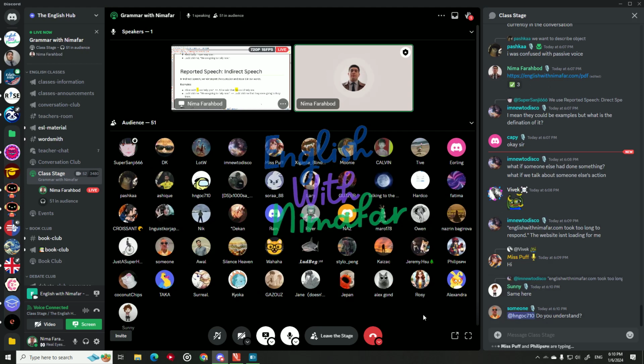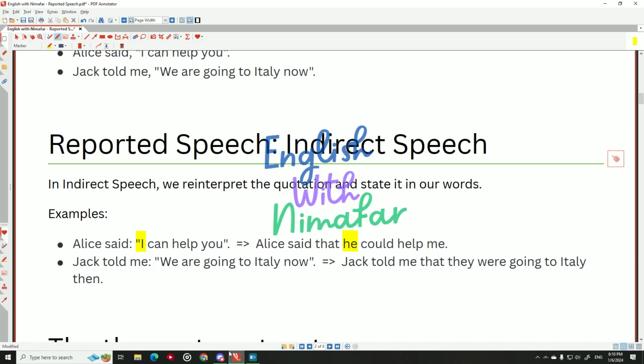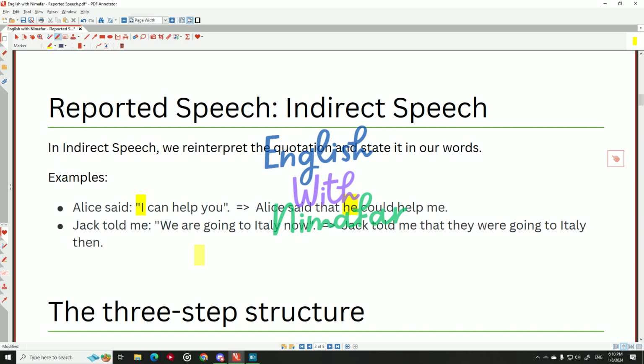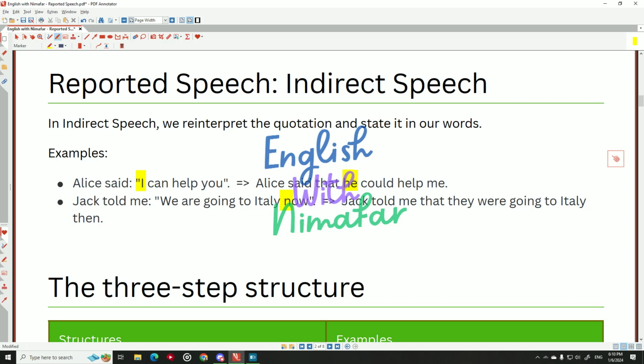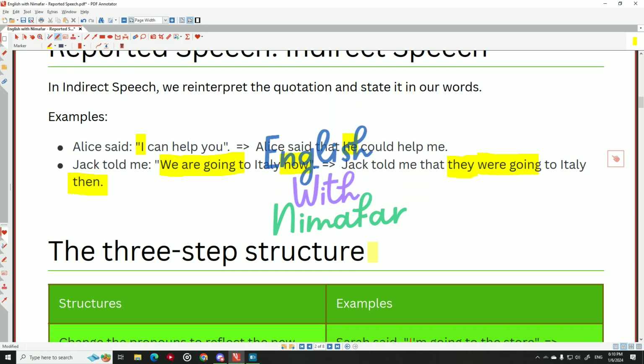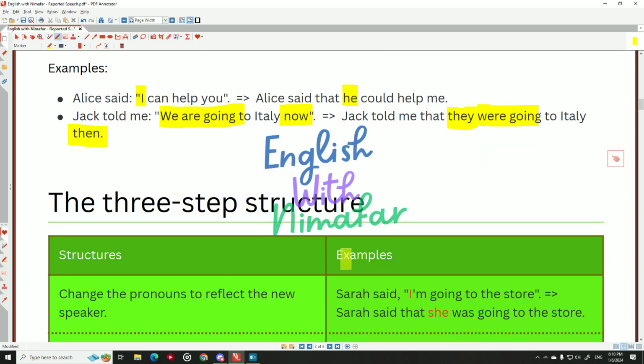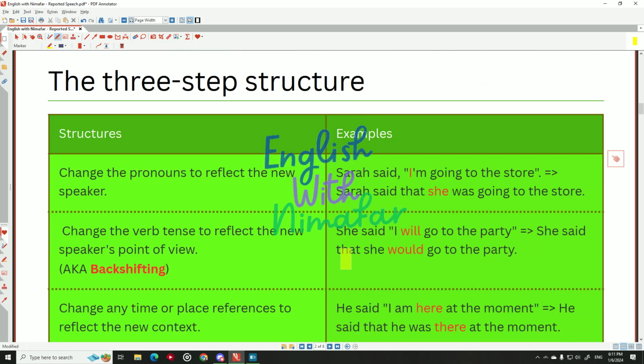Do you understand? So, I was saying, Jack told me we are going to Italy. So we should change it to they or where. We will talk about all of them. To Italy. Then. So look at here. Now, then. We, they. Are going, they're going. These are the things. So we call it the three-step structure because it has three steps. I actually made it myself.